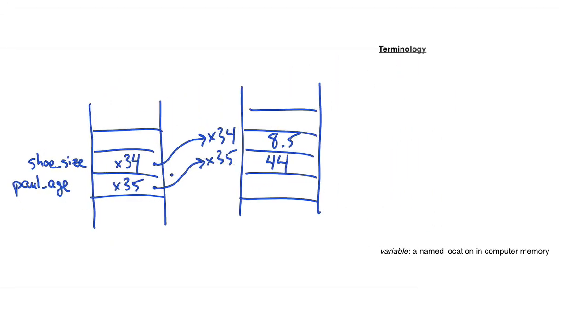Here is some terminology that we'll use throughout the course. A value has a memory address. A variable contains a memory address. A variable refers or points to a value.